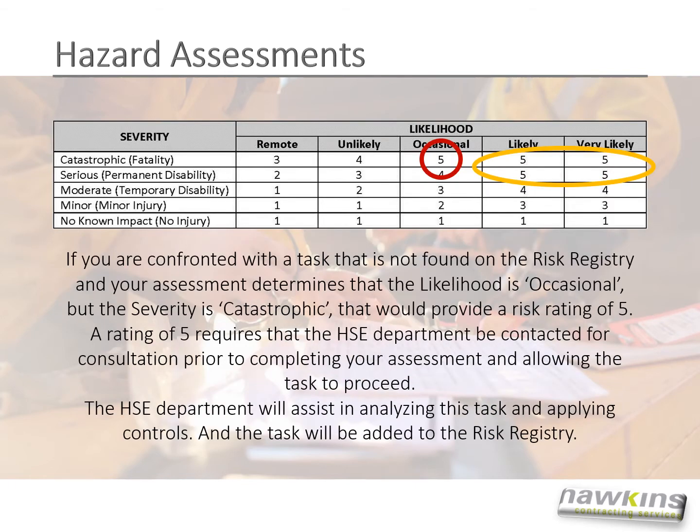If you are confronted with a task that is not found on the risk registry and your assessment determines that the likelihood is occasional, but the severity is catastrophic, that would provide a risk rating of 5. A rating of 5 requires that the Health and Safety Department be contacted for consultation prior to completing your assessment and allowing the task to proceed. The Health and Safety Department will assist in analyzing this task and applying controls, and the task will be added to the risk registry.